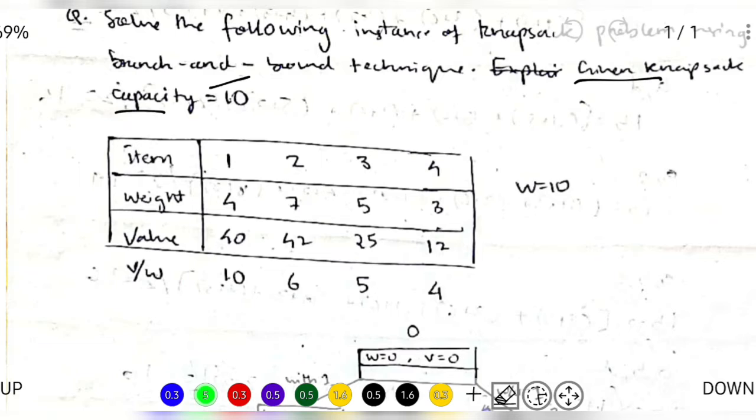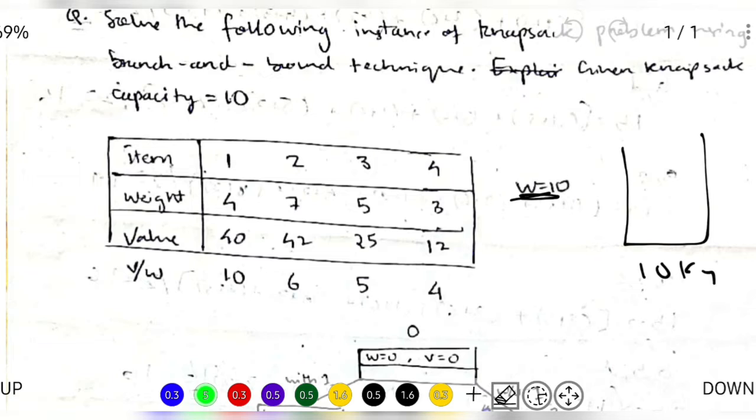So here's the problem. Given knapsack capacity is 10, so W is 10. And if you don't remember what the knapsack problem is, see here we will be given some items. The item numbers are 1, 2, 3, and 4. The weights of each item are 4 kilogram, 7, 5, and 3. We have been given a capacity 10 here, so the container is of 10 kilogram. We have to include the items here. If we include all the items, it will exceed the value 10. So we have to select some items now.